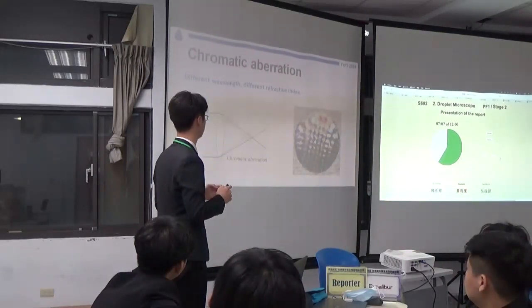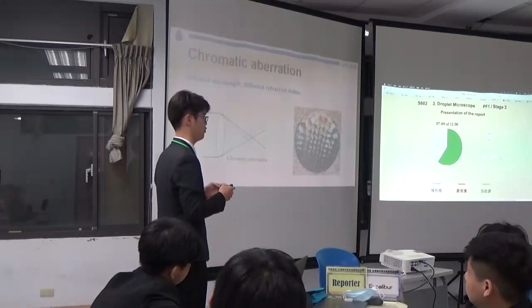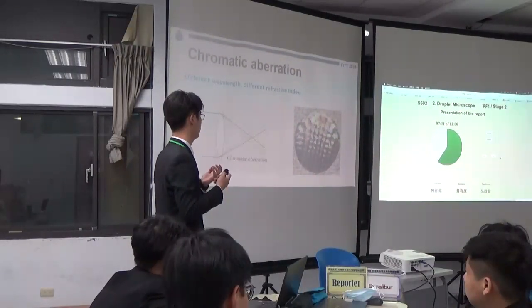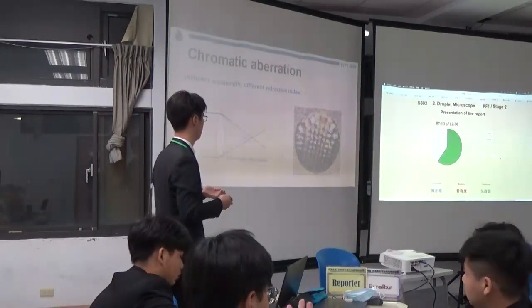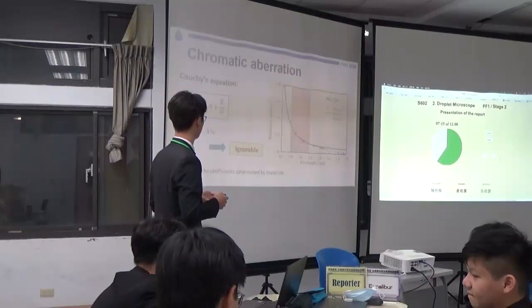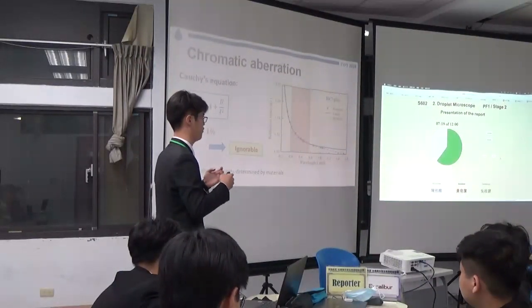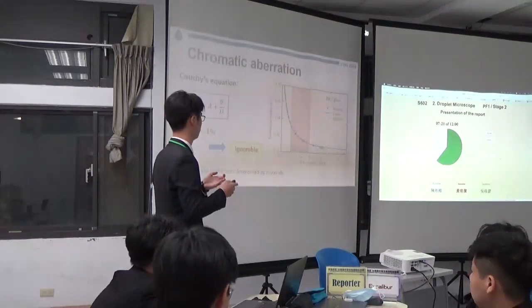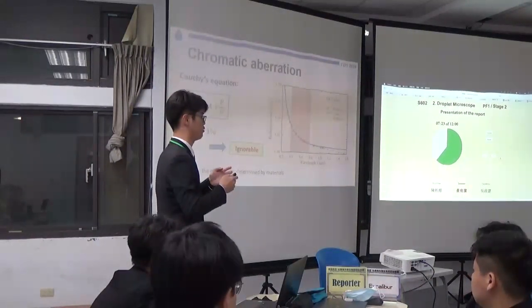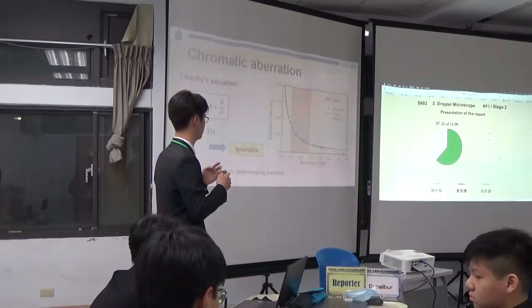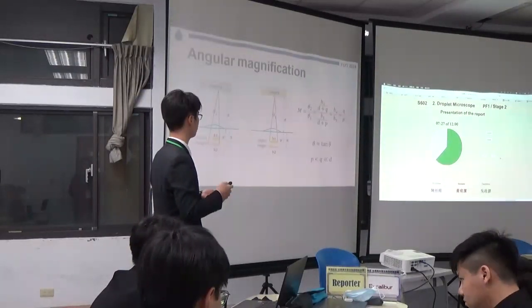So I also have to consider the chromatic aberration, which is actually caused by the different refractive index for different colors of light. I use Cauchy's equation to calculate the different refractive indices of light. And I found that the error is smaller than 1%, so I think it's actually ignorable.